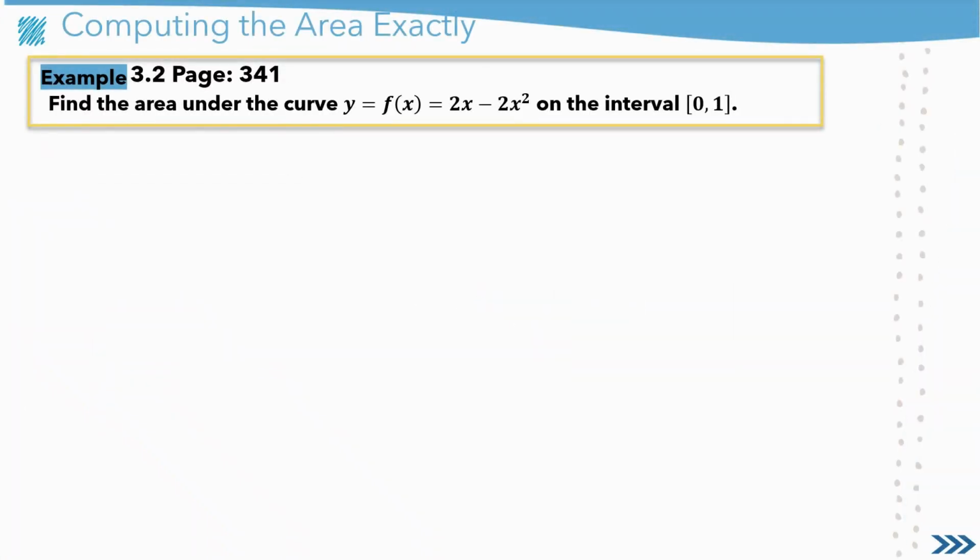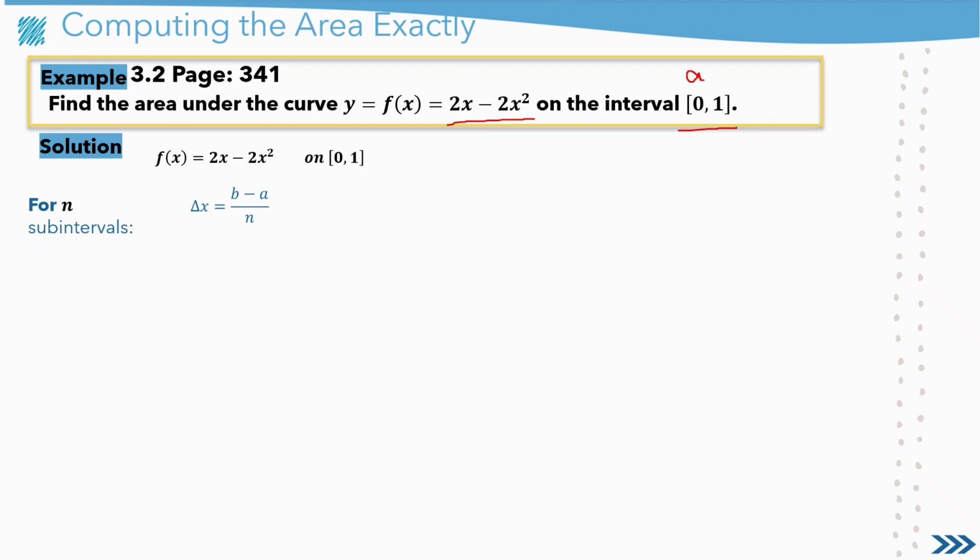The second example. It's the same function as in the first example, same interval, but this time n is not given. So we will maintain it as n itself. So what about your delta x? B minus a over n. What is your a? Your first number, and your b is the second number. So when you substitute, you will get your delta x as 1 over n.